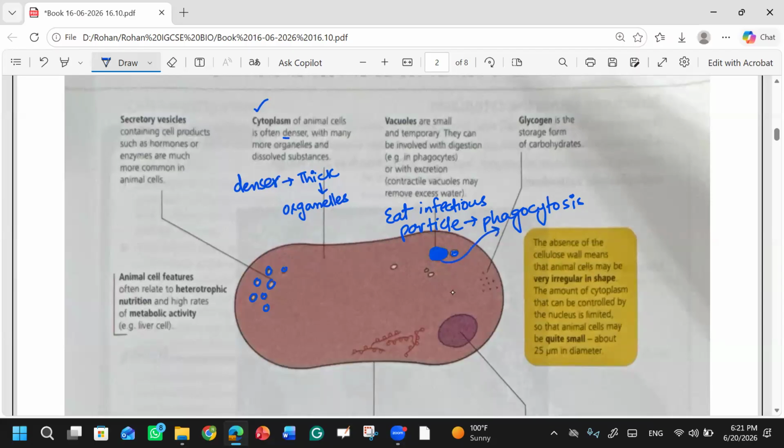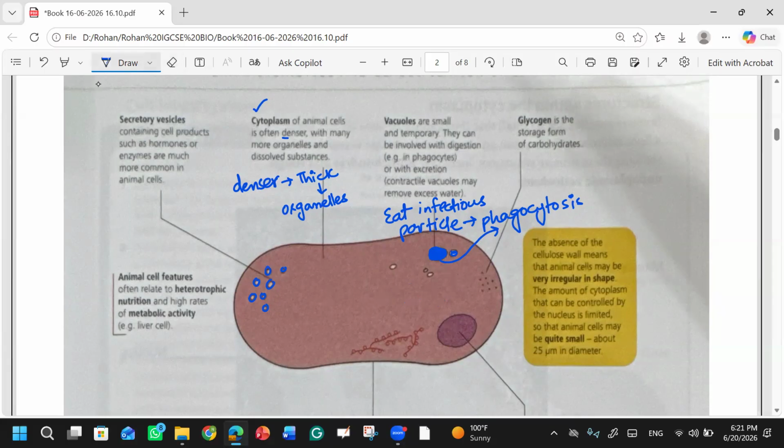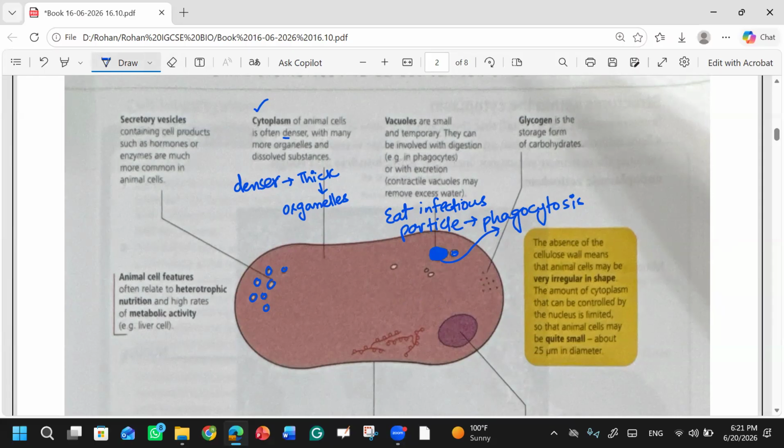It will be removed from the cell. Otherwise, if it bursts within the cell, what will happen? All the infection will be released in the cell and will spread within the cell. That's why it will be removed, and that's why they have mentioned that the vacuole is present for a temporary time. Okay, there is one more type of vacuole that is used to remove excess water. That is known as the contractile vacuole.